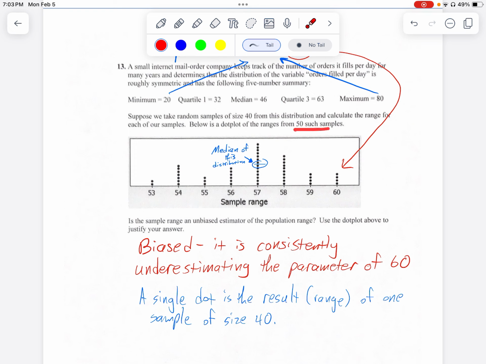I counted in 25 dots from each side because there were 50 samples. I go 25 this way and 25 this way, bringing me to these 2 dots right here in the middle, which is centered at 57. Oh, did I just say it's centered at 60? I lied. It's centered at 57. It is not centered where I want it. I want it centered at 60. Oh, that's a problem.